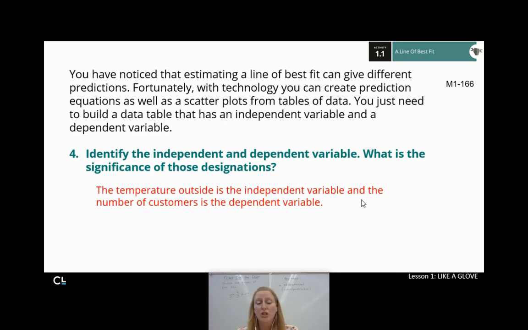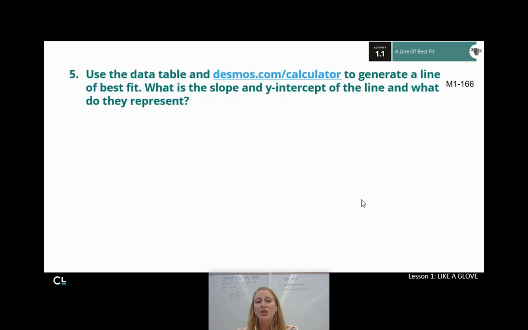Now here's what I want you to do. I need you to go to desmos.com/calculator. That's going to bring up a graphing calculator. Now I'm going to go there as well in just a minute to show you how this is done. And you're going to generate a line of best fit. And we're going to find the slope and the y-intercept of the line and all this good stuff. Before I go over, though, I want to show you the process.